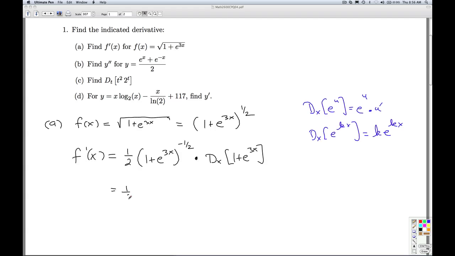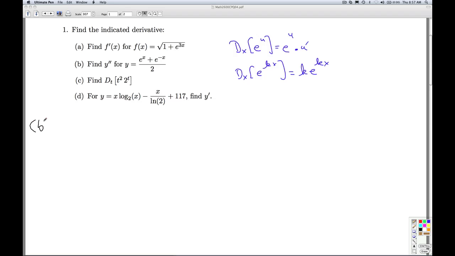So we get 1/2 the quantity 1 plus e to the 3x to the minus 1/2 power times the derivative of 1, which is 0, plus the derivative of e to the 3x with k equal 3. Here we get the formula 3e to the 3x. And so simplifying, in the numerator I'm going to have 3e to the 3x divided by 2 times the quantity 1 plus e to the 3x to the 1/2 power. So that'll do it for part A.